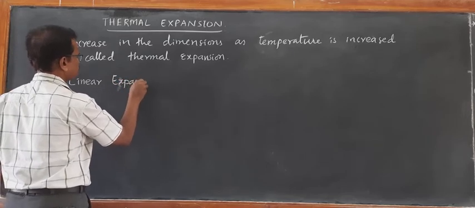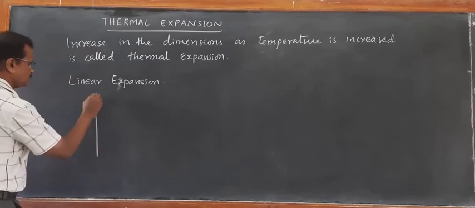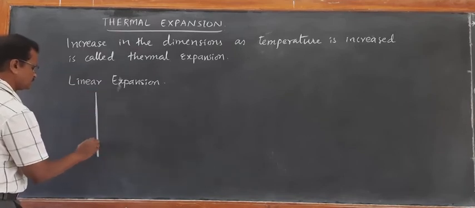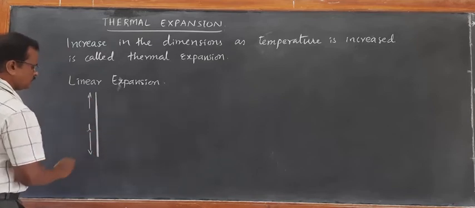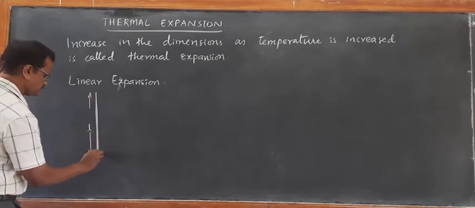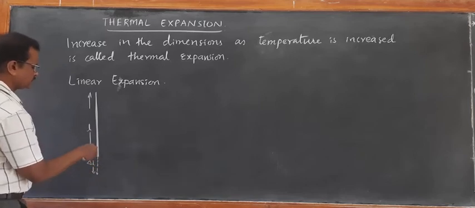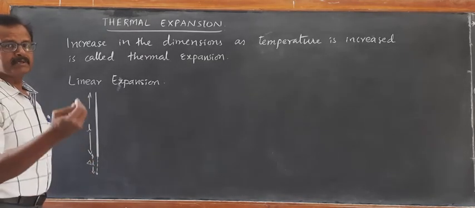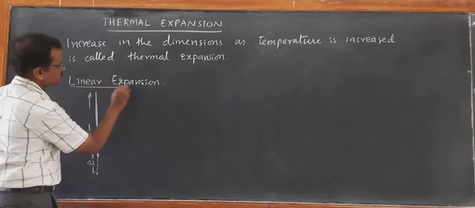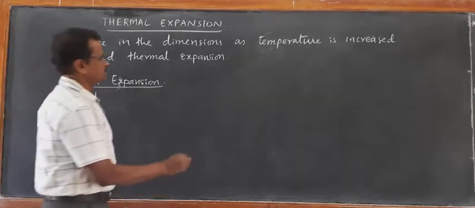Linear expansion. For example, suppose L is the length of a particular wire. After heating it, suppose the length is increased by delta L. So total length becomes L plus delta L due to rise in temperature from T to T plus dT. Then such an expansion is called linear expansion.